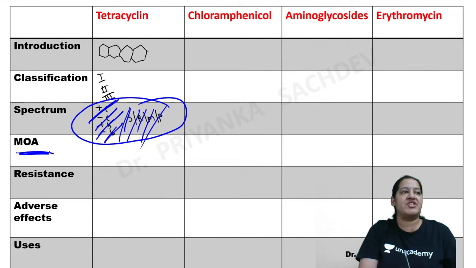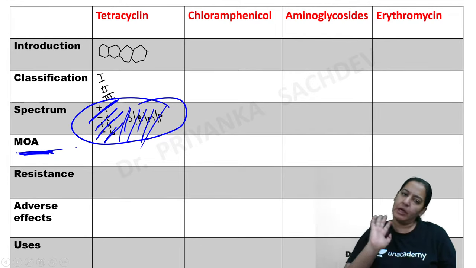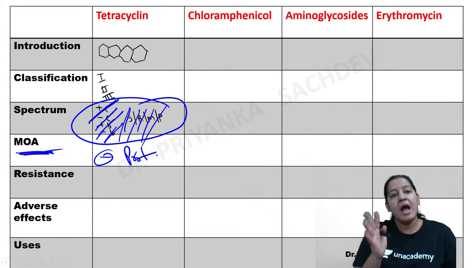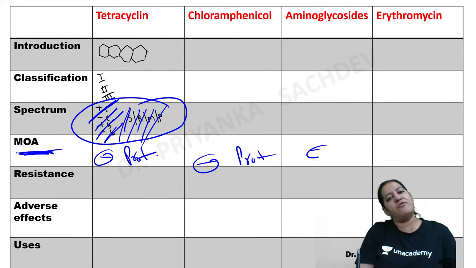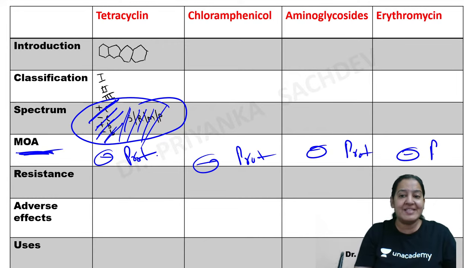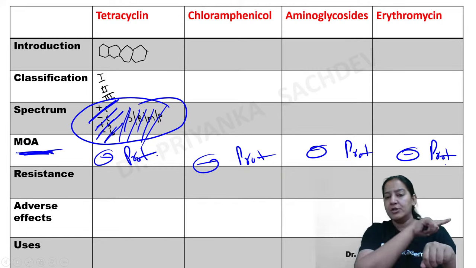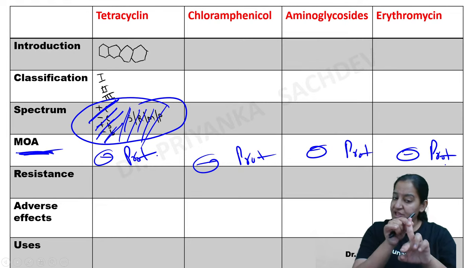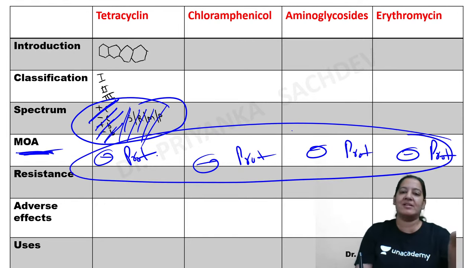Coming on, mechanism of action. Who will tell me mechanism of action? Amar, would you like to tell me mechanism of action, which step it is inhibiting? You will all say, ma'am, they inhibit protein synthesis. But at your level, I'm expecting the details. I know these all are protein synthesis inhibitors. Inhibiting protein synthesis is the mechanism of action of all of them. But tell me the detail, which step? Protein synthesis takes place in two steps, transcription and translation. They all inhibit translation. Translation takes place on ribosome.